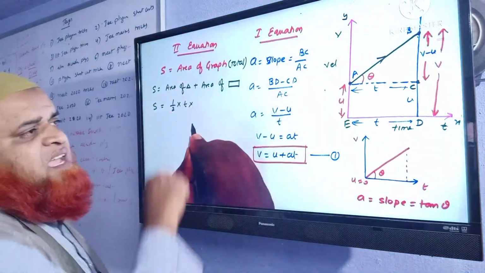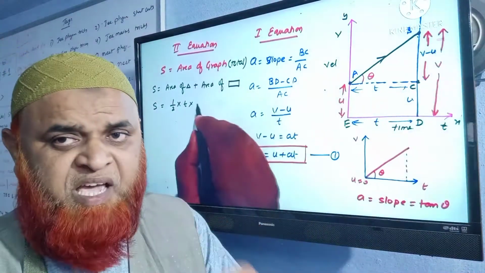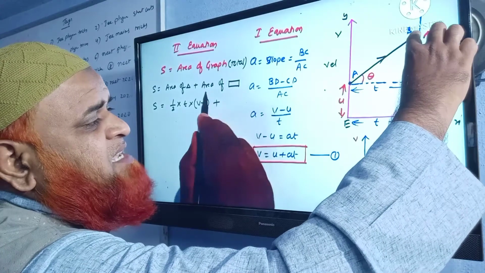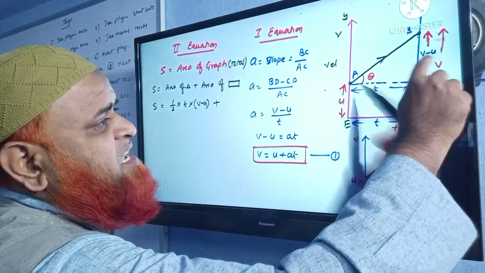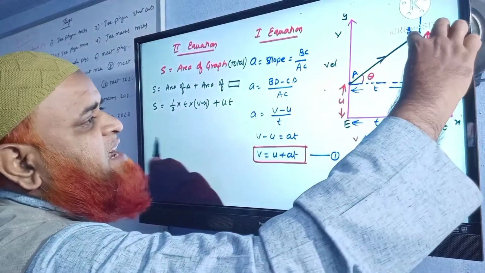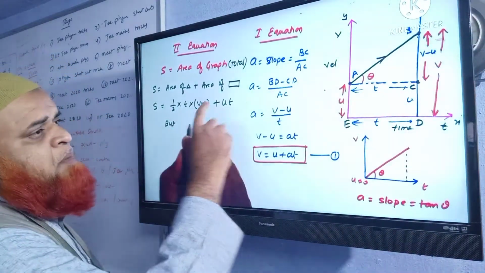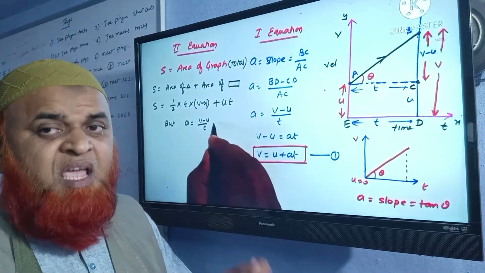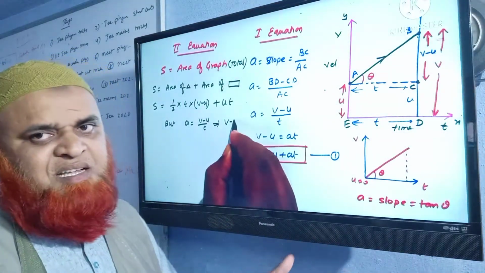The area of a triangle, you all know, is half into base into height. Base is T. And what is the height here? V minus U can be taken as the height. Because this is V and this is U, the gap is going to be V minus U. That's it. It's very simple.